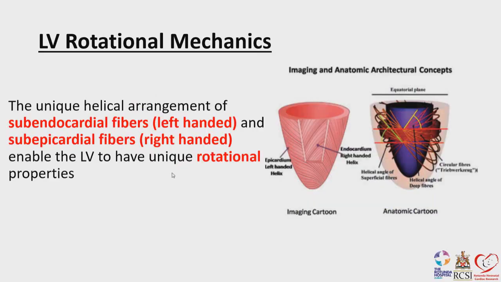So the left ventricles have unique helical arrangements of their subendocardial fibres, which are orientated in a left-handed fashion, and their subepicardial fibres, which are orientated in a right-handed fashion. And because of these different orientations, the left ventricle can have unique rotational properties.